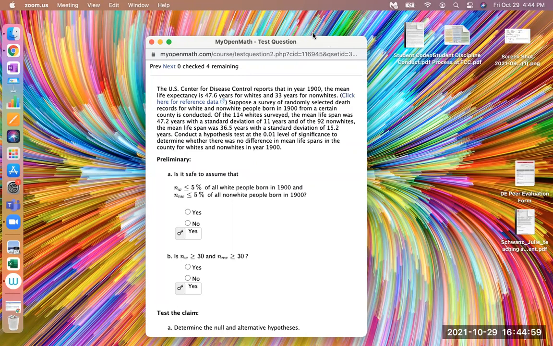Okay, so this is the information from the first sample. This is the number sampled for population 1. This is the mean, and that's the standard deviation, all for population 1. Then for population 2, here's your N2, here's your mean, and here's your standard deviation for that second sample. And that's basically everything we need.